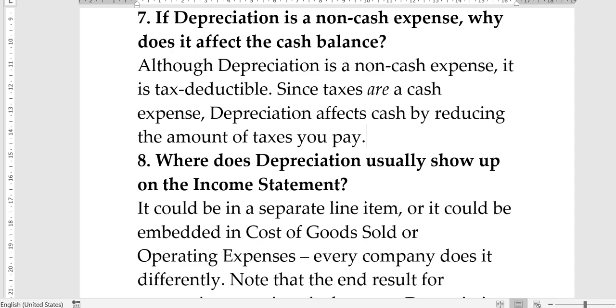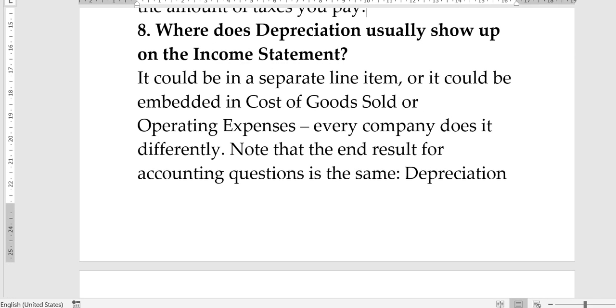Where does depreciation usually show up on the income statement? It could be a separate line item, or it could be embedded in the cost of goods sold or the operating expenses. Every company does it differently, but basically it's shown on the P&L debit side.